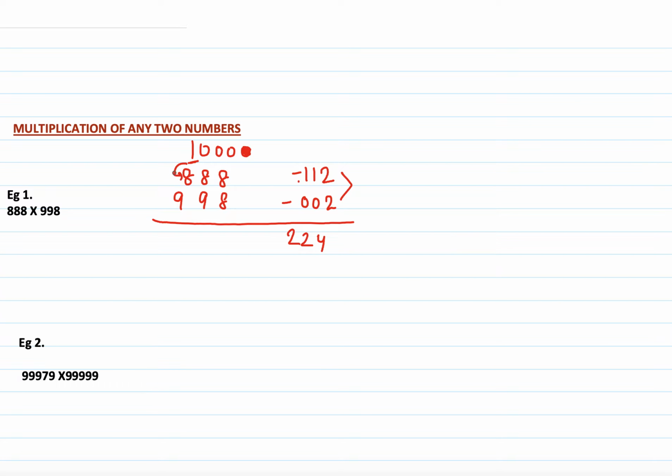Now you have to add these two numbers and subtract the base. So 888 and 998, if you add them, what will you get? You will get 1886. So 1886 minus the base. What is our base? Base is 1000. So 886. This is our answer, 886224. You want to check? You can check.